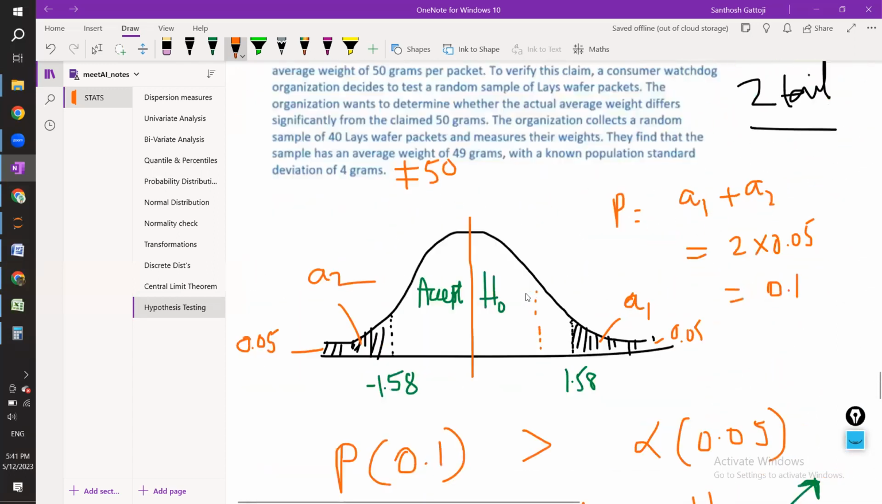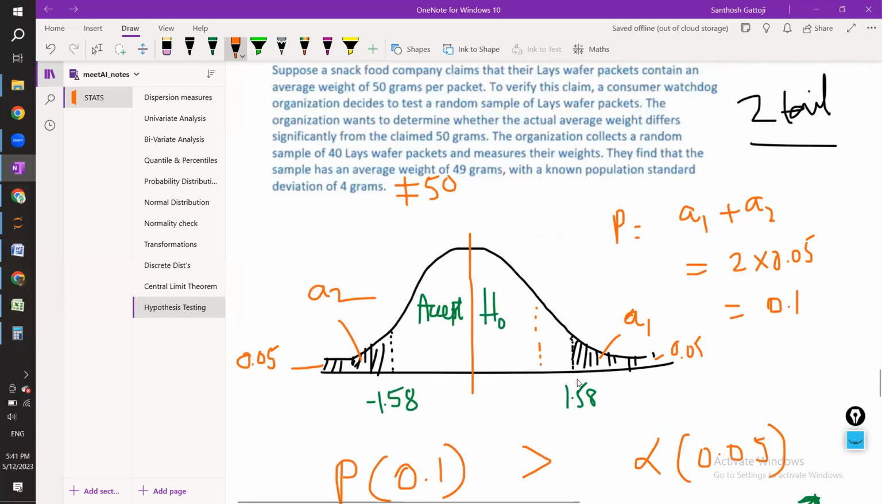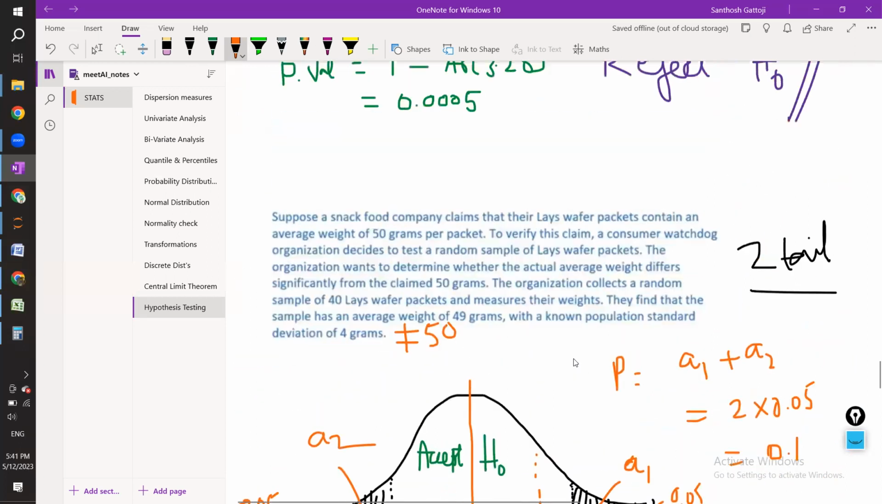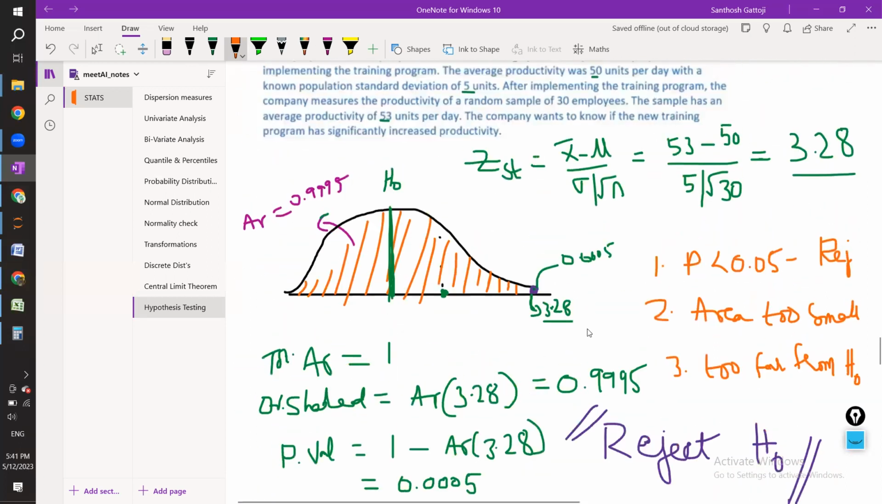So if I just try to correlate with the previous example, over here if you see, we got the value as 1.58. So from where did you get this 1.58? You have calculated the t statistic. For example, if you see here, the z statistic is 3.28, and how much area it is covering is the p value.